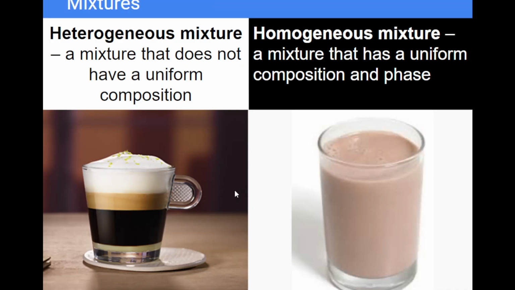Now mixtures, there are heterogeneous and homogeneous. Notice there's two different types of drinks here, right? You've got one with layers, that's heterogeneous, a mixture that does not have a uniform composition, versus homogeneous, a mixture with uniform composition.